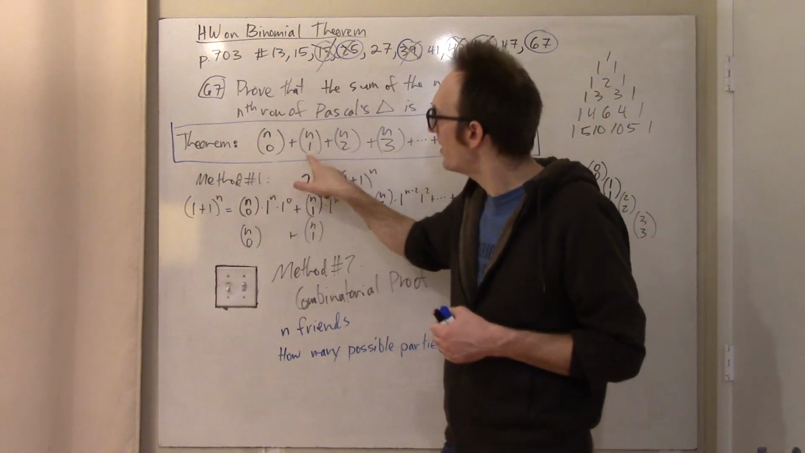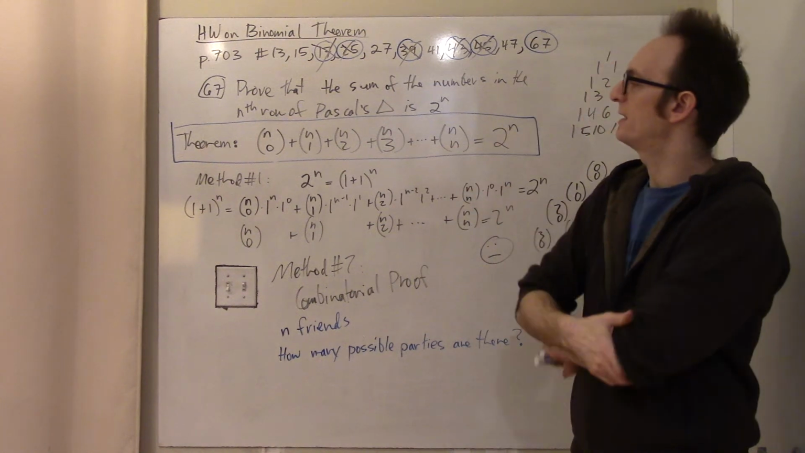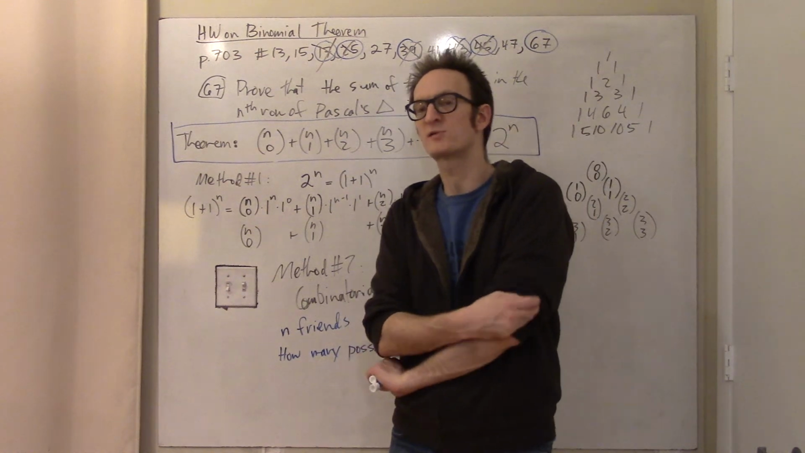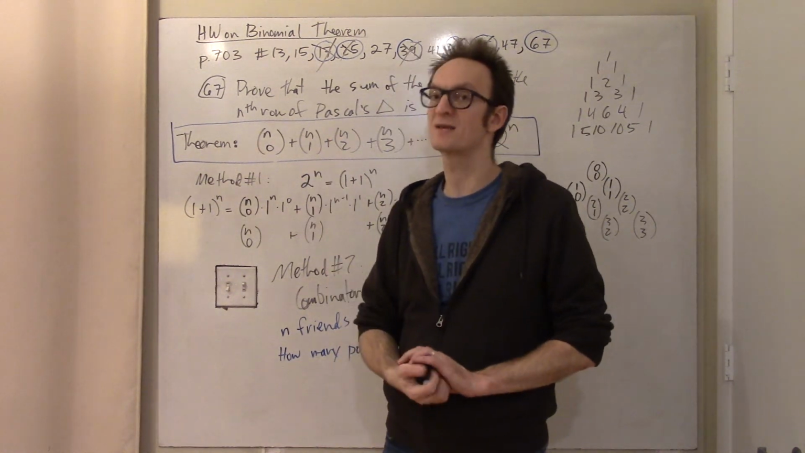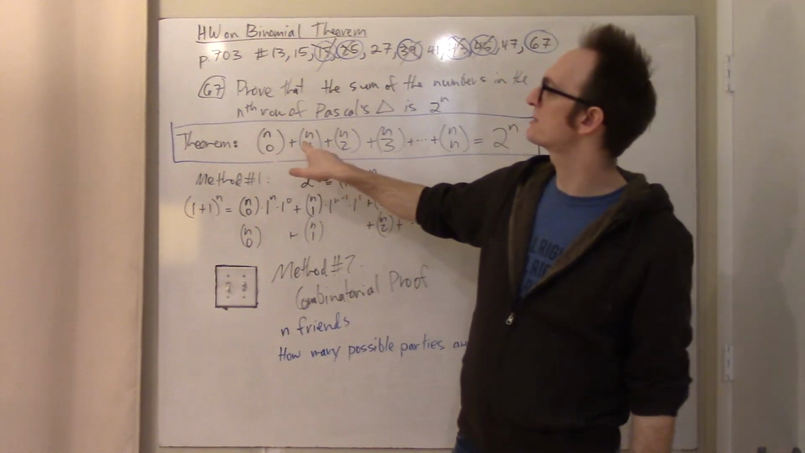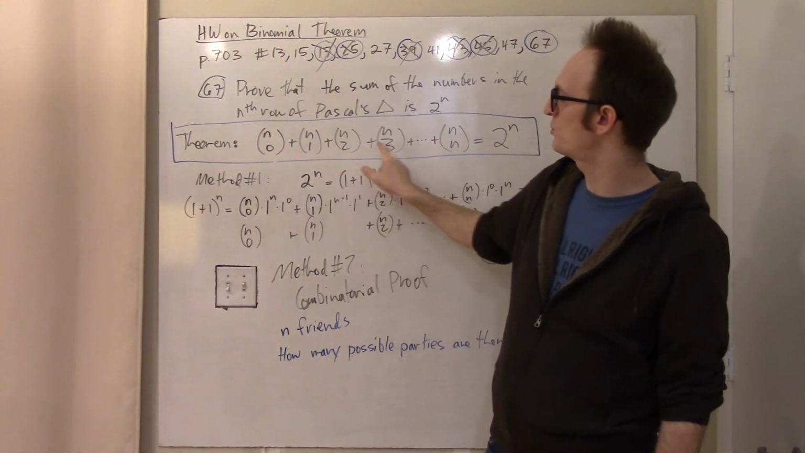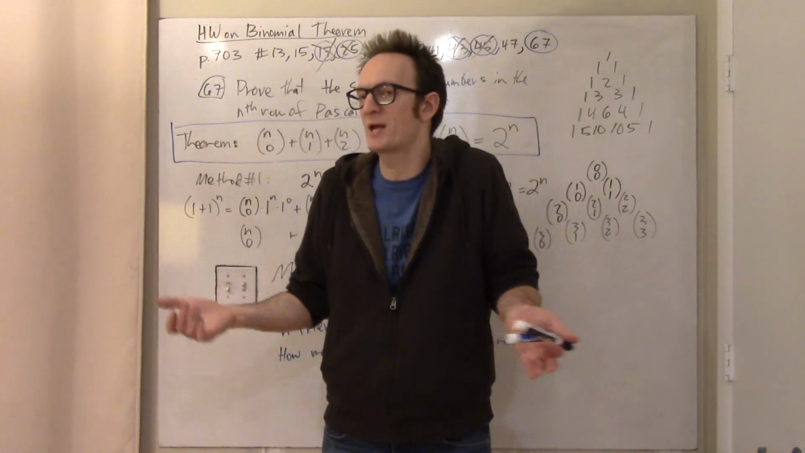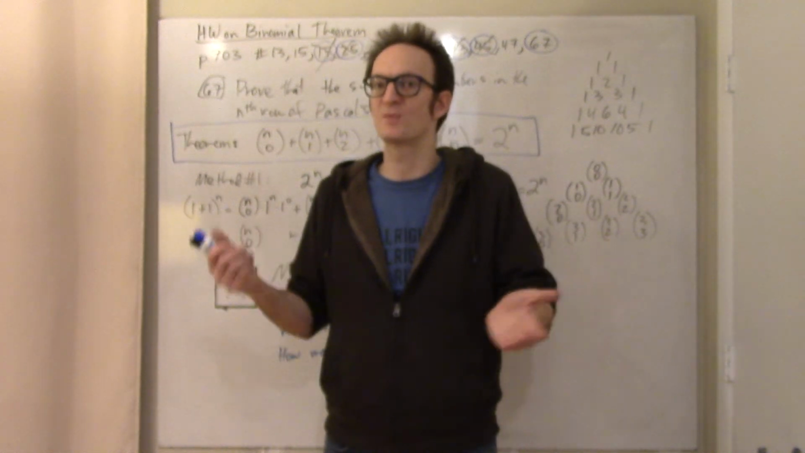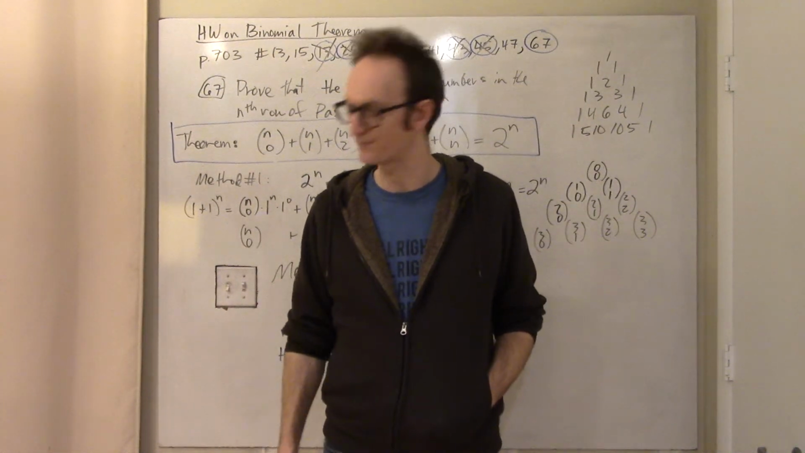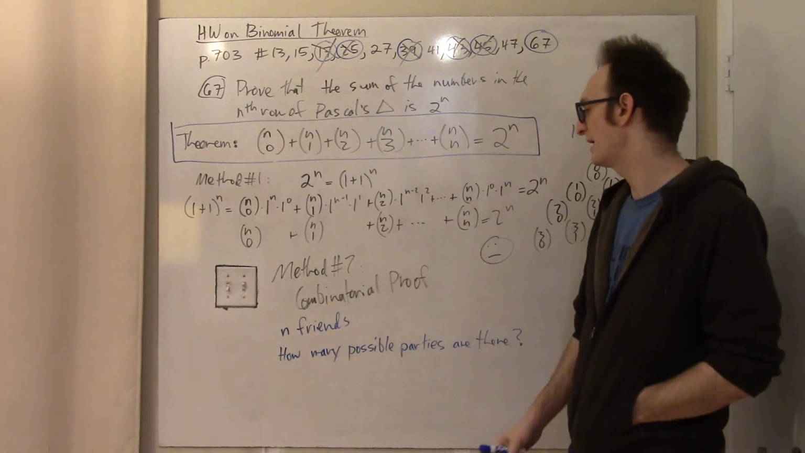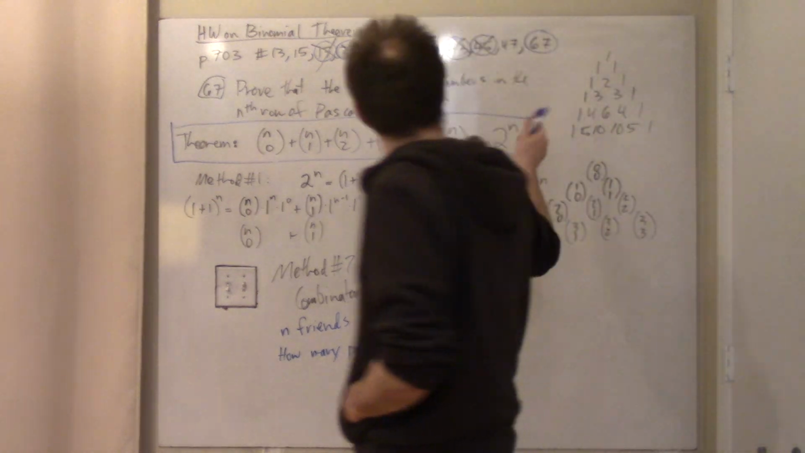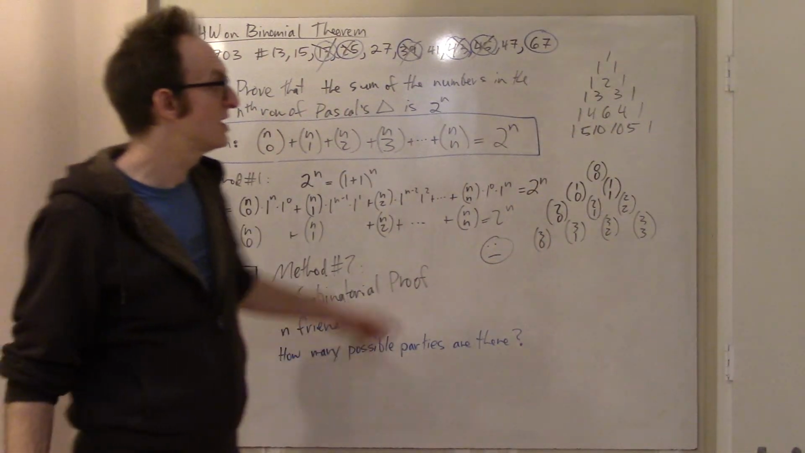And so if I'm adding up all of these different binomial coefficients, what I'm really doing is calculating all the possible different kinds of parties, one at a time based on the size of the party. This is the number of parties of size 0, this is the number of parties of size 1, this is the number of parties of size 2, number of parties of size 3, etc. All the way up to the number of parties of size n. But that's all the kinds of possible parties. The party size must be somewhere between 0 and n because you have n friends. Therefore, the left-hand side counts the number of possible parties. But the right-hand side also counts the number of possible parties because you have n friends.